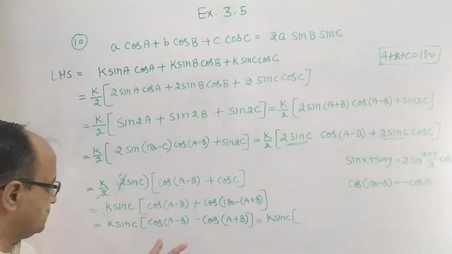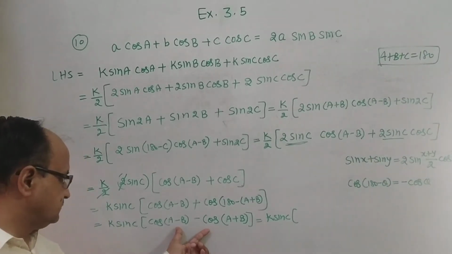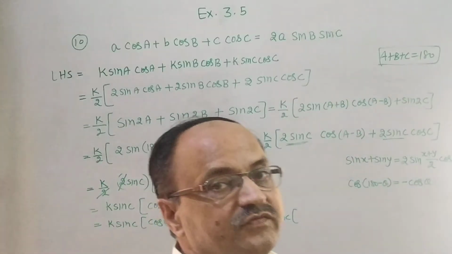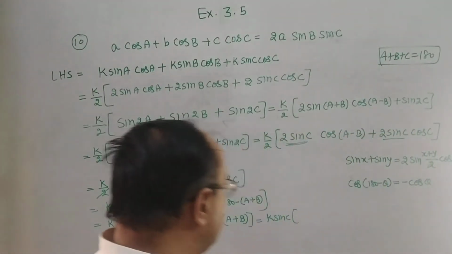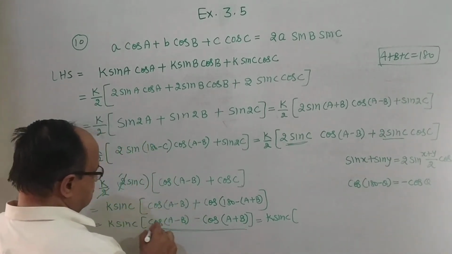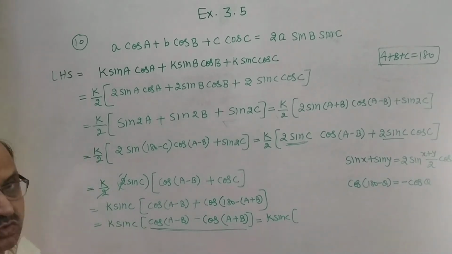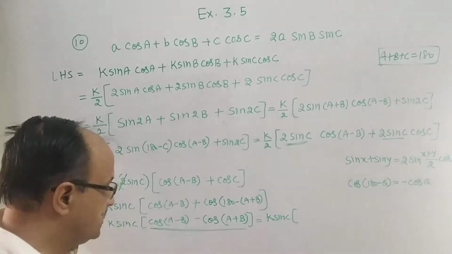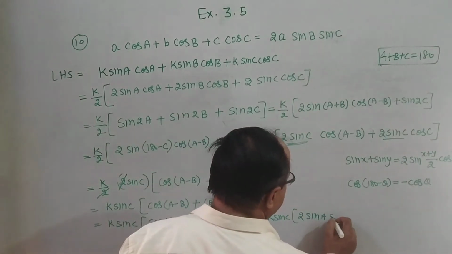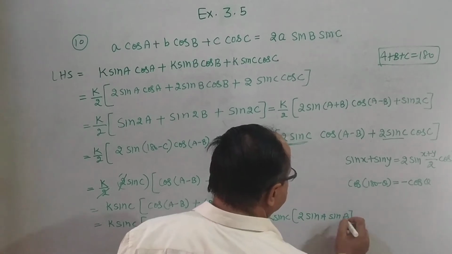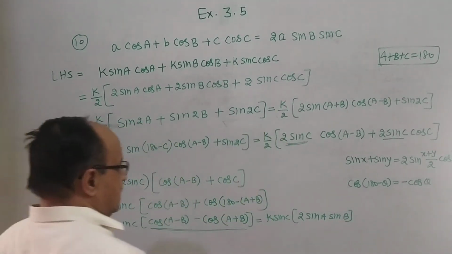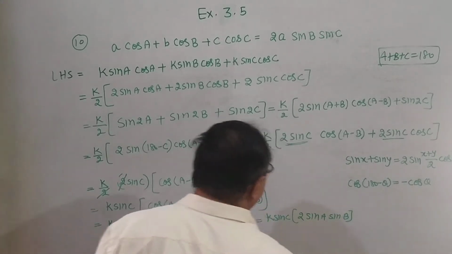This is again a direct formula. Cos (A minus B) minus cos (A plus B), direct formula, NCERT formula. This is the formula of 2 sin A sin B, correct? Now arrange the terms according to the situation.